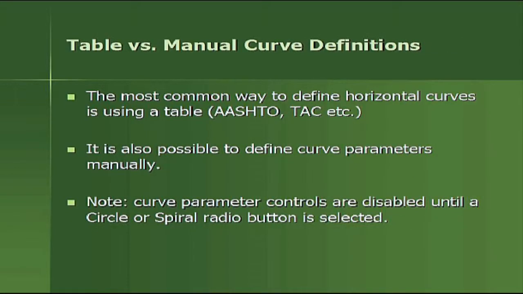The most common way to define horizontal curves is using a table. It is also possible to define curve parameters manually. Note, curve parameter controls are disabled until a circle or spiral radial button is selected.